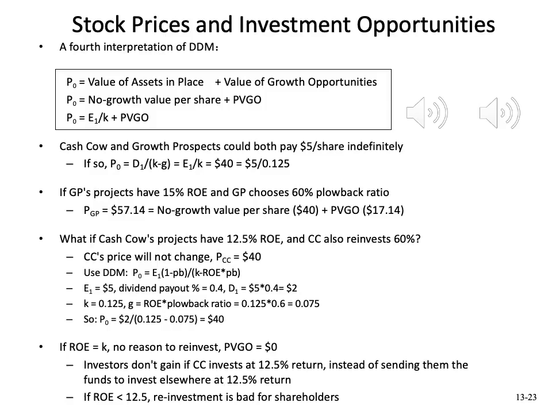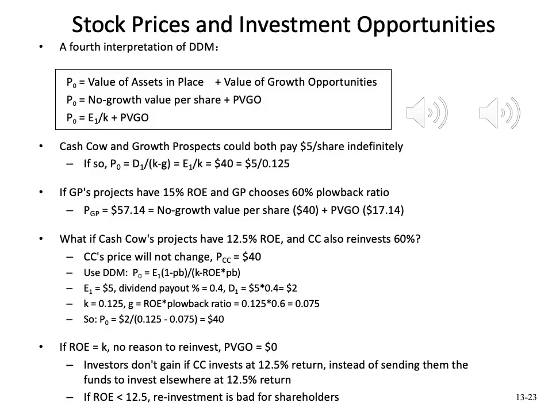Remember when we calculate the growth prospect company's price, because now the company has a better project. The project yields 15% return, and the growth prospect company chose 60% plowback ratio, and we calculate the stock price was $57.14. Basically, the difference of the two stock prices, 57.14 minus $40, the difference, $17.14, is the present value of the growth opportunity.